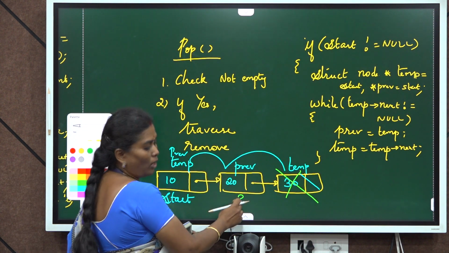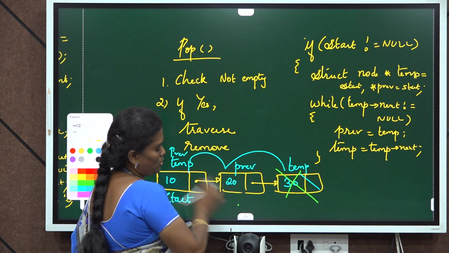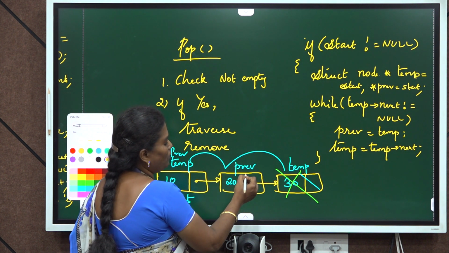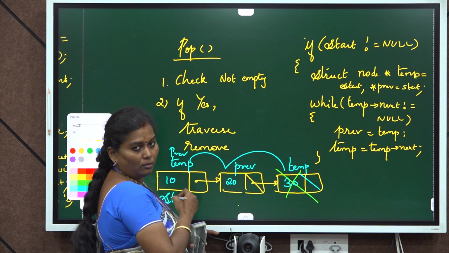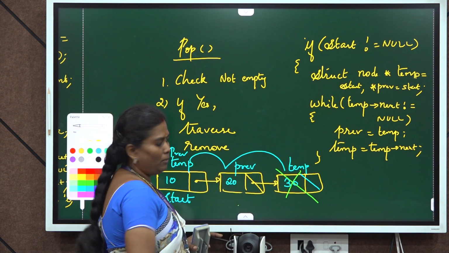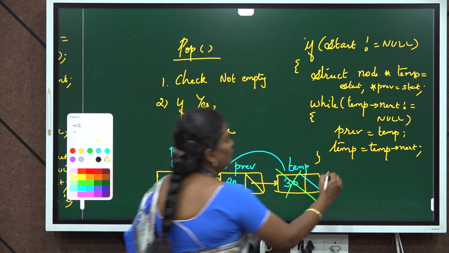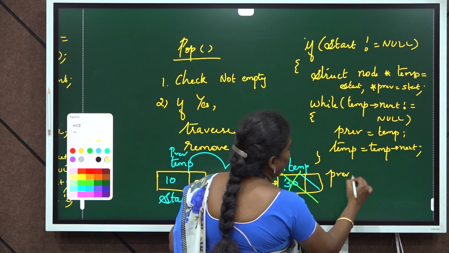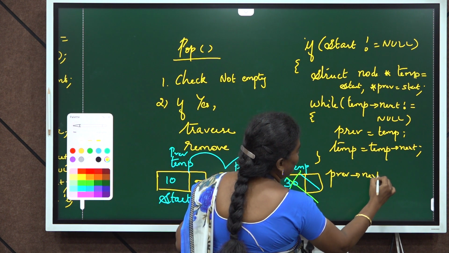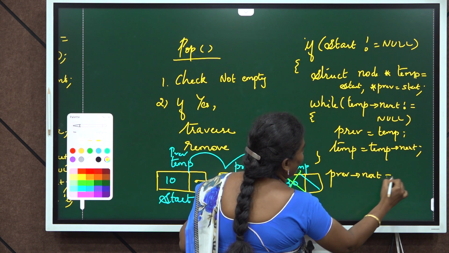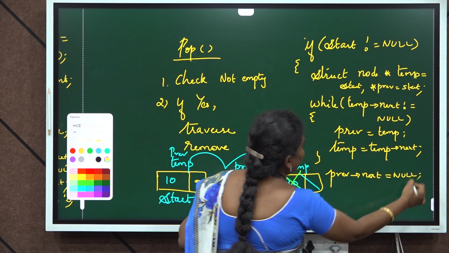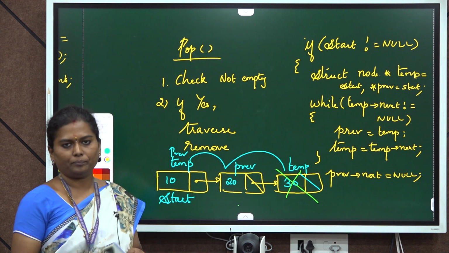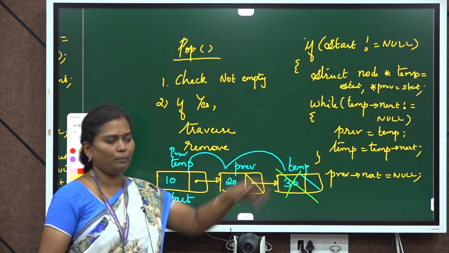Now this node has got the value. So let me remove this question mark. Now it is easy for me to mark null to this node, so that this 30 will be removed. So to delete it, just having prev of next equal to null, the last node will get deleted. This is how the pop operation will be carried out.